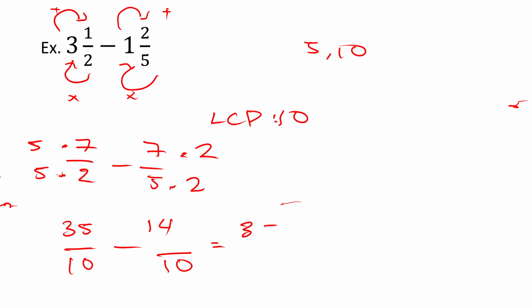Combine numerators. 35 minus 14 should be 21 over 10. And that's it. That's what you can give me, 21 over 10. And you're correct.